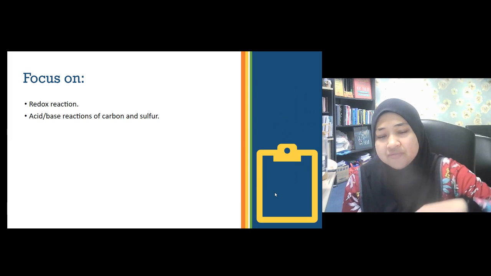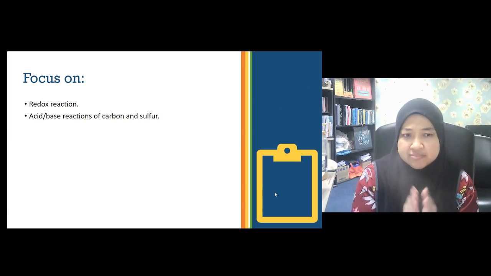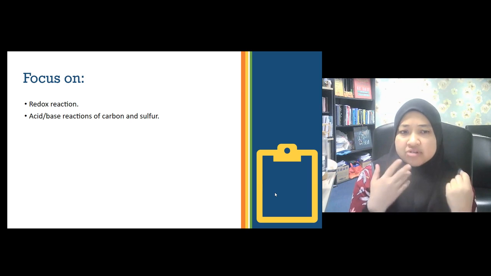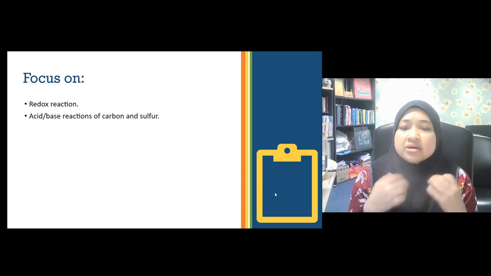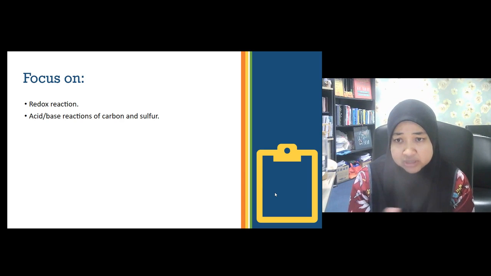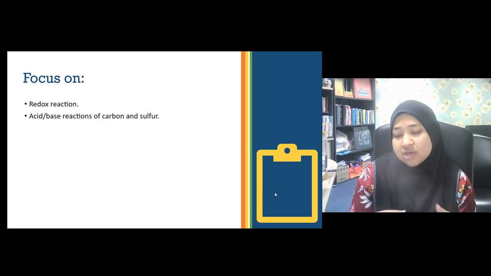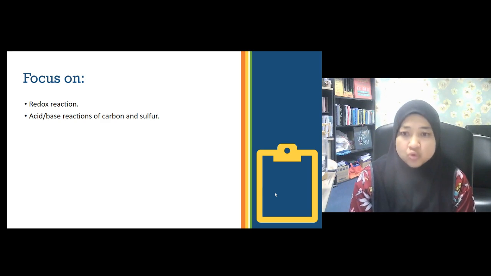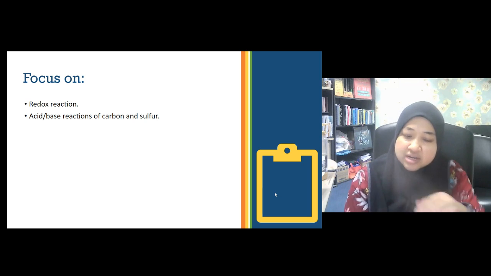So what you're going to learn in this topic, we'll focus on redox reaction. I hope you still remember. Maybe some of you have learned about redox. So redox is reduction and oxidation reaction. Usually it occurs simultaneously. That's why we call it redox. And for acid-base reactions, we focus on carbon and sulfur for this topic, but it is not limited to carbon and sulfur only. We can go beyond that, to nitrogen, phosphorus, and so on. But for this topic, we must focus on carbon and sulfur.